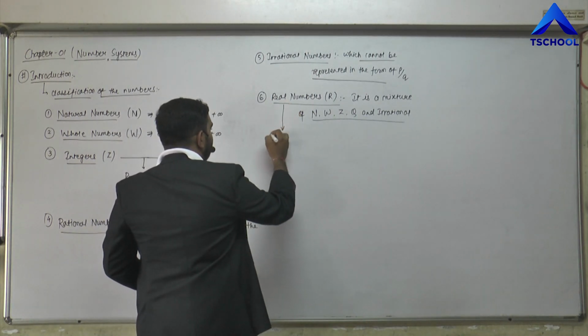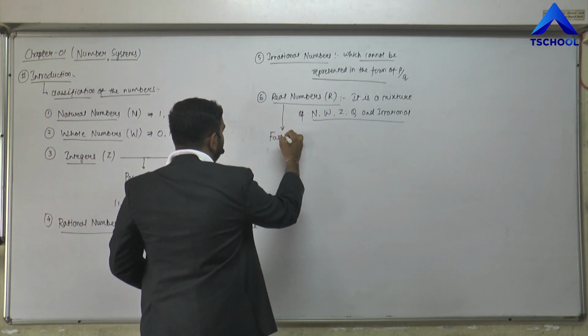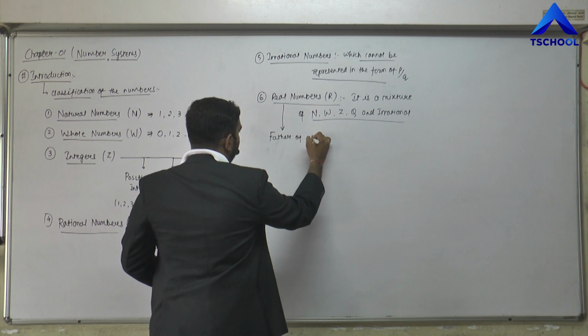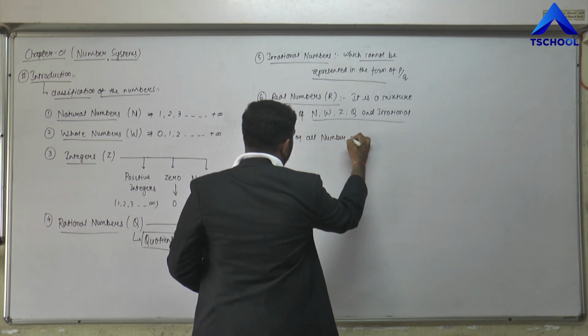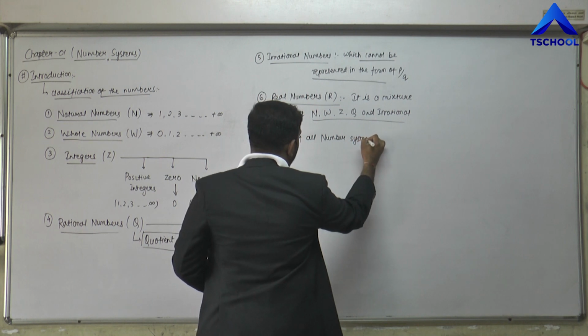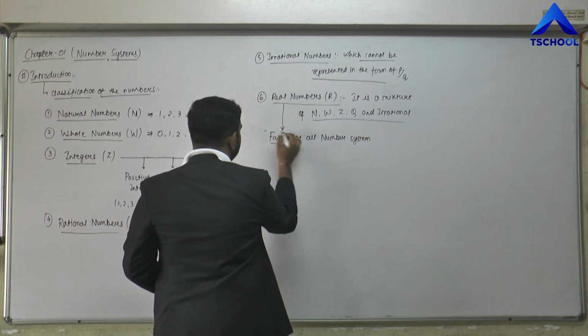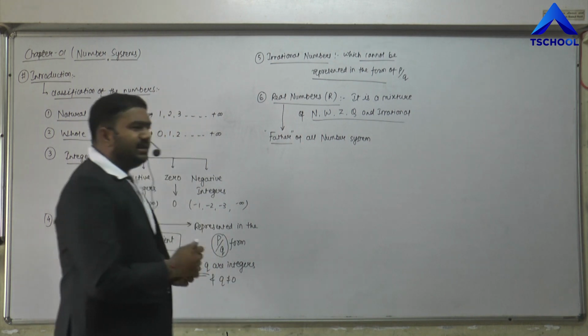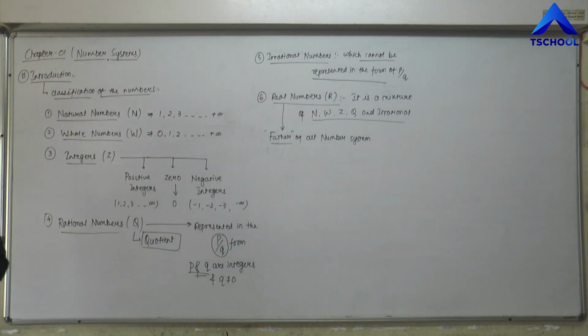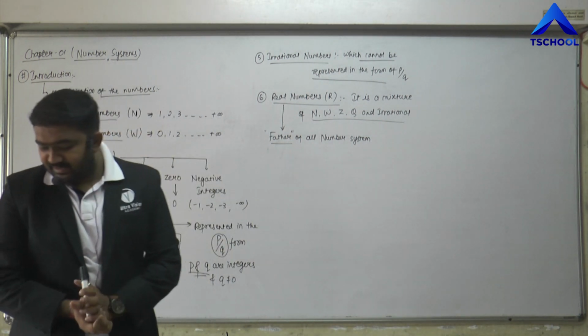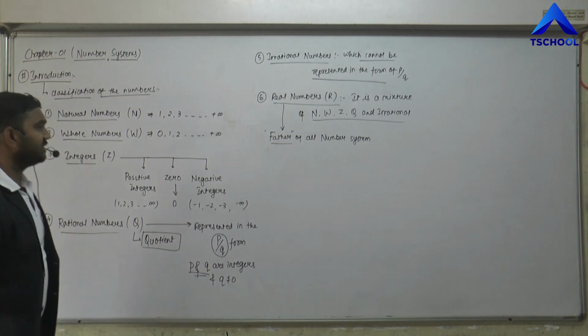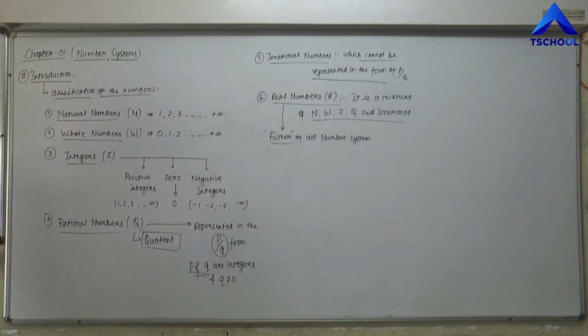This is also known as the father of all number systems. Father of all number systems, that means all the numbers present in the universe can be classified as real numbers. You can classify everything into real numbers, right? So that is basically the classification of the numbers. Please take a note of this.